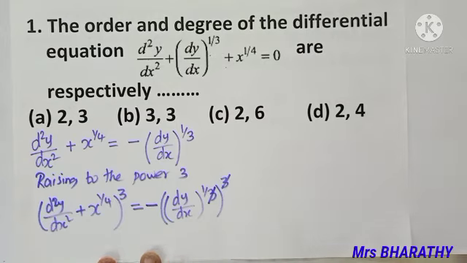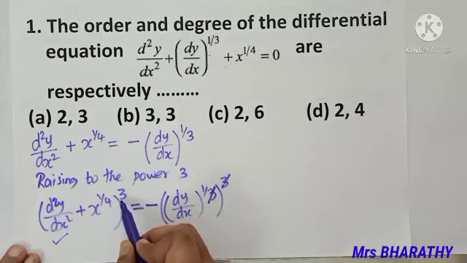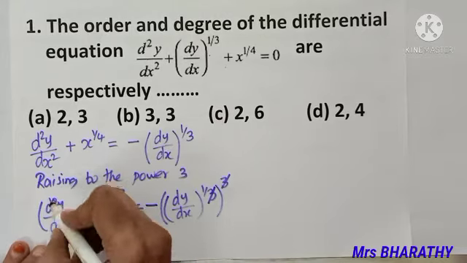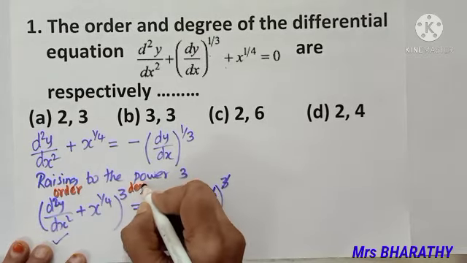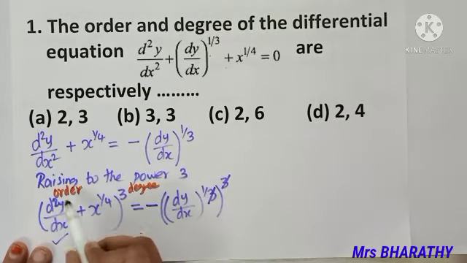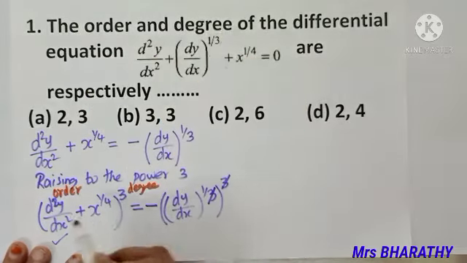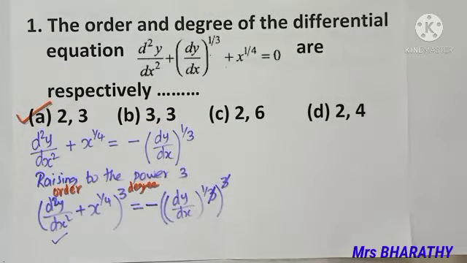Now, we have to check where the highest order is coming. This is the term, d square y by dx square. The order is 2. The whole power 3 tells me this is the degree. So, as I read, this I will say order, and this I will say degree. So 2 is the order, 3 is the degree. My question is order and degree: 2, 3. So the right option is A.